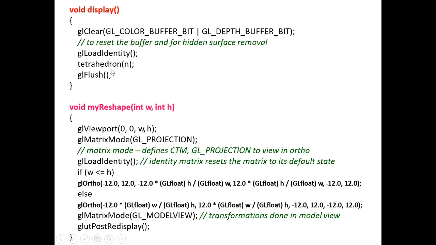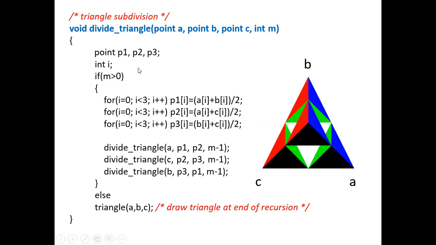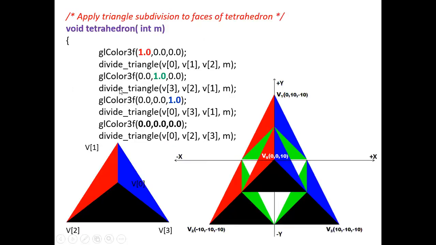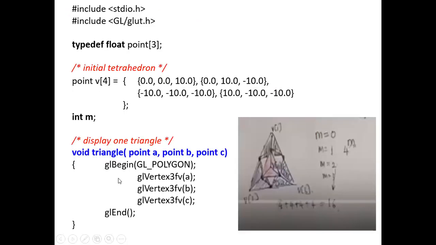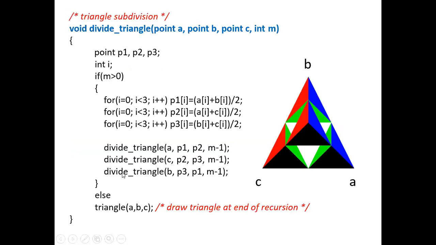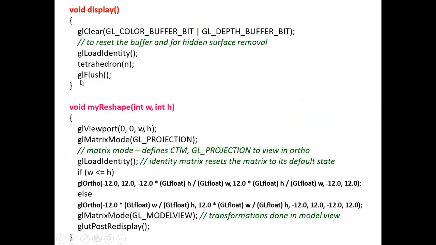Then I'm calling my function, which is tetrahedron of n. The tetrahedron function in turn calls the divide triangle function, and the divide triangle function in turn calls the triangle function. Like this the flow goes, and you are drawing the tetrahedron. glFlush is basically used to force the execution of all the OpenGL functions. So this is our display function.